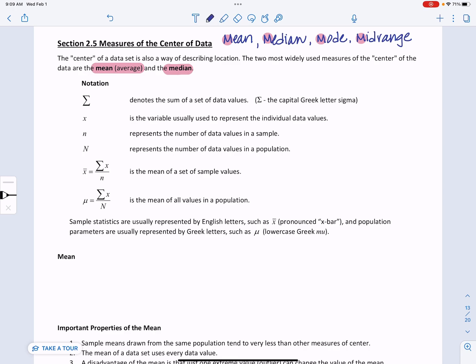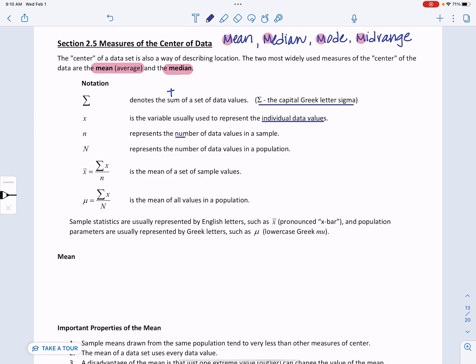So here we go. The first one is the capital Greek letter sigma. Sigma means you are going to add everything that comes after it. X is the variable we use to represent individual data values. So if you have a big, long string of data, each piece of data in that string is going to be represented by the X.